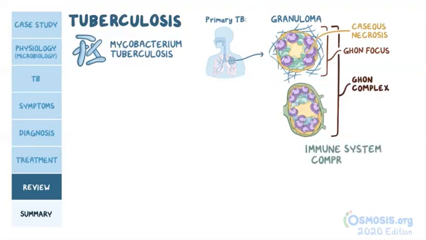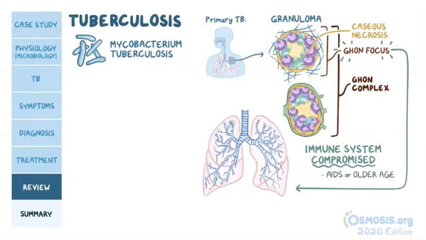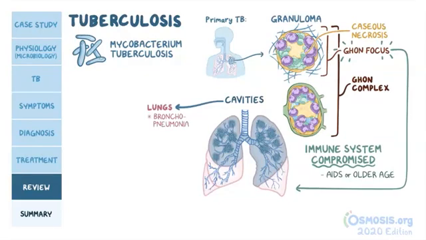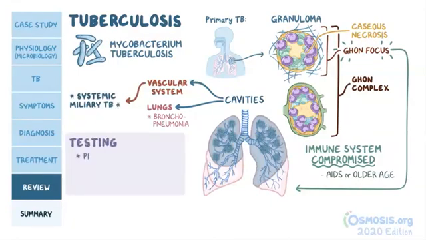If the immune system becomes compromised, like with AIDS or older age, Ghon foci can reactivate, and the infection can spread to one or both upper lobes of the lungs, where it forms cavities. From these, bacteria can disseminate to other parts of the lungs, causing bronchopneumonia. But it can also spread through the vascular system and infect almost every tissue in the body, which is called systemic miliary TB.